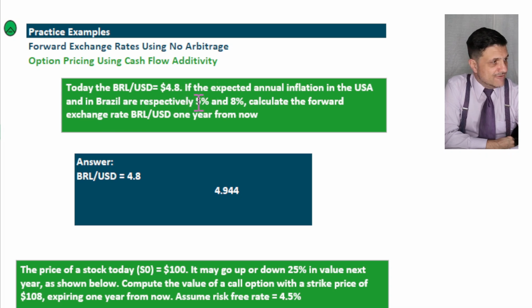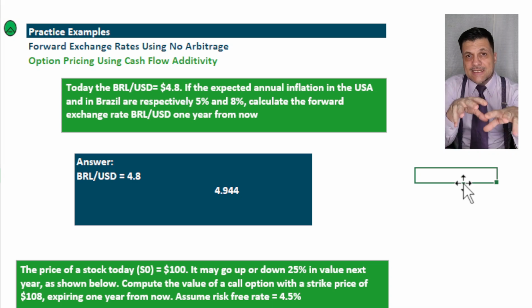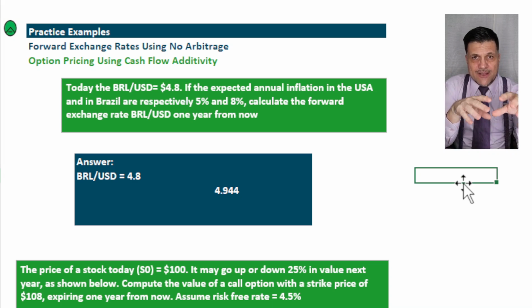Now, question. If the expected annual inflation in the United States and Brazil are 5 and 8%, so United States is going to have inflation of 5, Brazil is going to have inflation of 8. Calculate the forward exchange rate, Brazilian real per USD, 1 year from now. Let's stop. Again, this is what we're going to talk about now. It's going to be very important for economics.